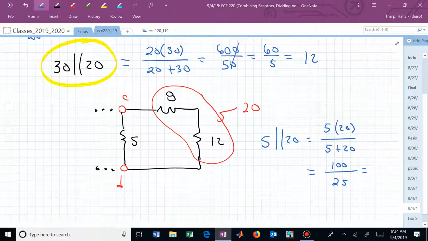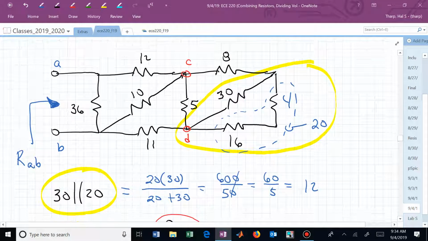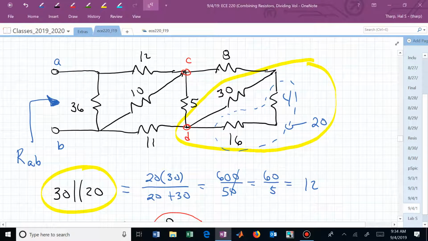So now that parallel combination of 5 and 20. And do you see that if you looked at the formula, you could deduce this: if you combine two resistors in parallel, the net result better be smaller than the smallest resistor. In this case, we had a 5 and a 20 in parallel. We end up with a 4. What did we have before? We had a 30 and a 20 in parallel, and we ended up with 12.